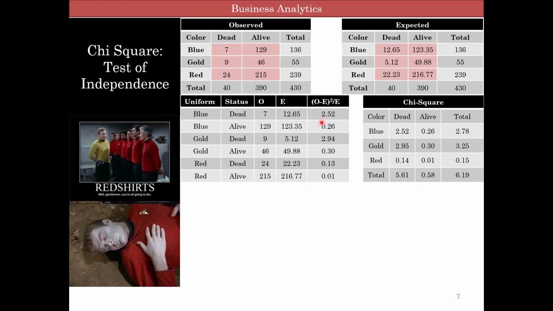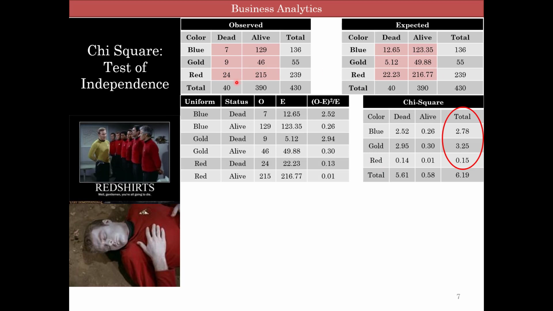So we add up 2.25, and so the total for blue is 2.78, the total for gold is 3.25, and the total for red is only 0.15. So this chi-square value is 6.19. Take a look at this again. The real contribution to the chi-square value comes from blue and gold, whereas there is very little difference between the people and what is expected.